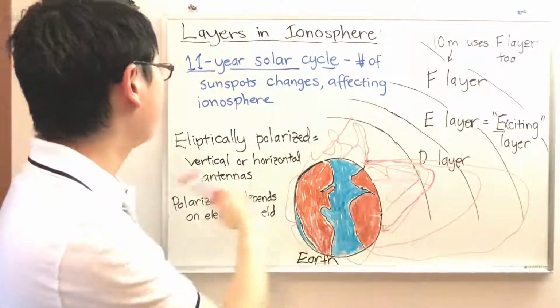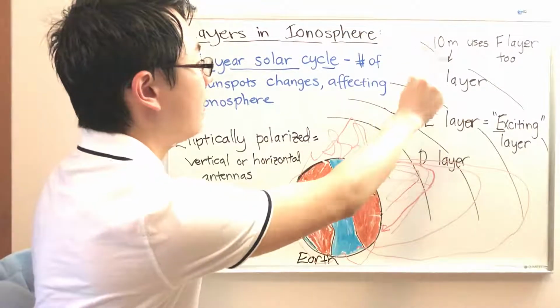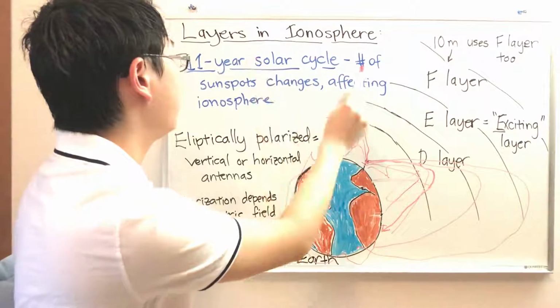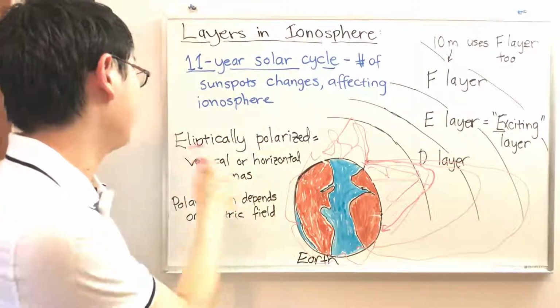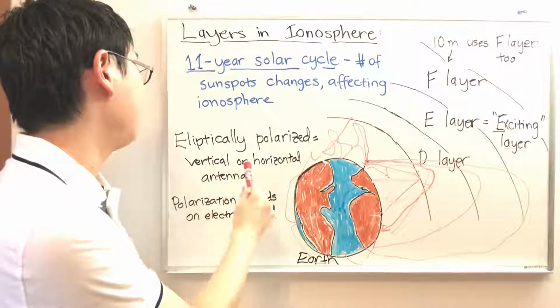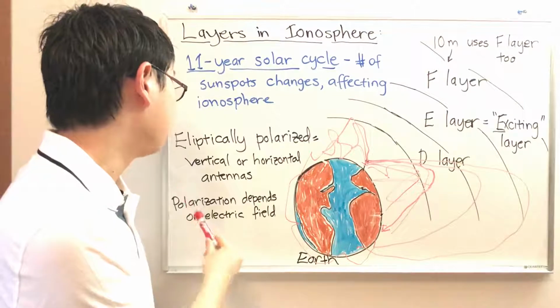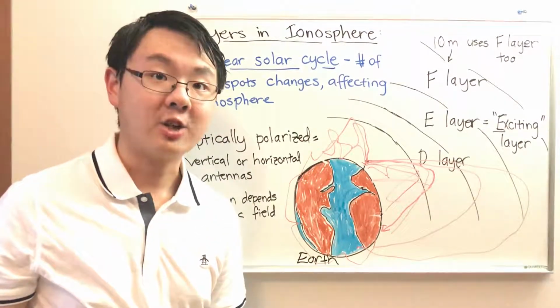So you can write all this down that I have on the board. There are layers in the ionosphere. Actually, you don't really need to know specifically which layers there are for the test, but you can take a note of the 11-year solar cycle. Actually, that's not on the exam either, but I thought you should know it. What is on the exam is this stuff here. Elliptically polarized means you can use vertical or horizontal antennas. That's basically what it boils down to. And polarization depends on the electric field. So that's it for this section on propagation.